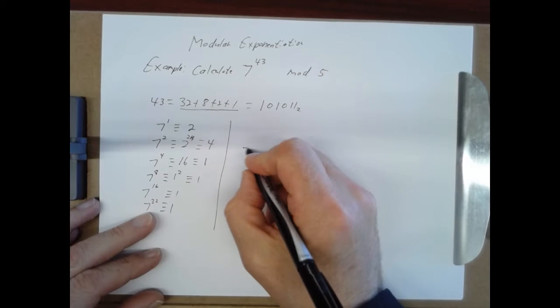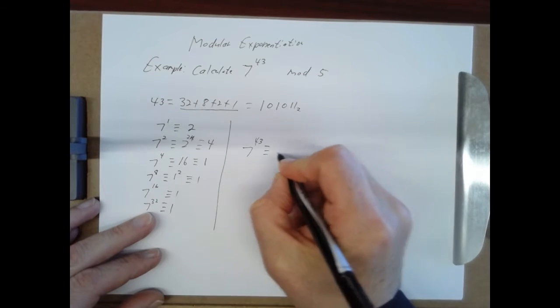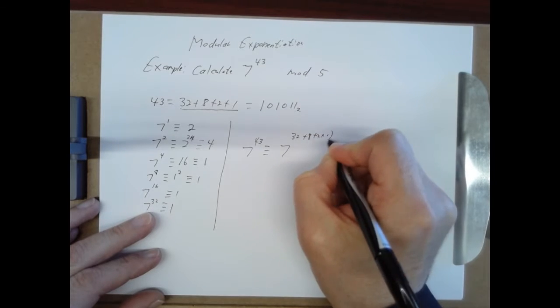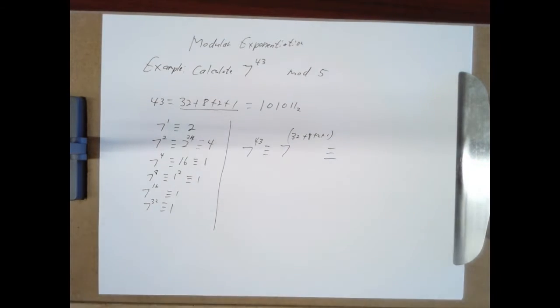So 7 to the 43rd is actually 7 to the 32 plus 8 plus 2 plus 1. And you remember how exponents work when you have exponents added together, how you can rewrite that?